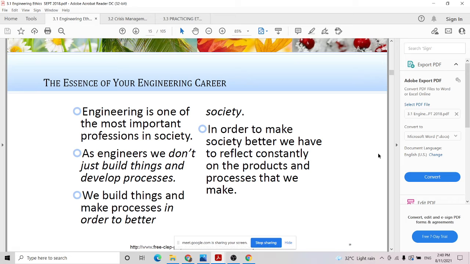Okay, so engineering is one of the most important professions in society. Basically, we don't just build and develop processes, we build things and processes in order to make things better for society. So that's why we need ethics, because of society.